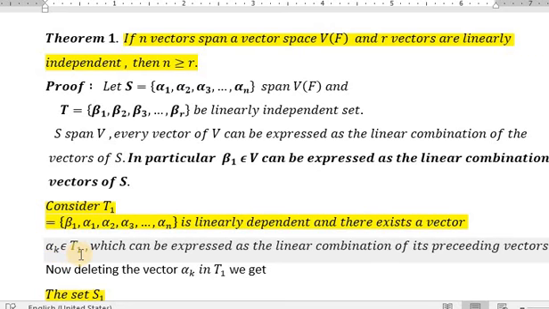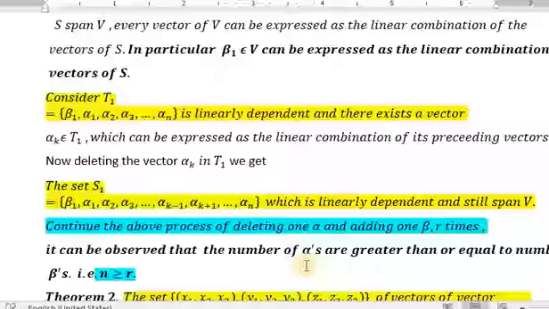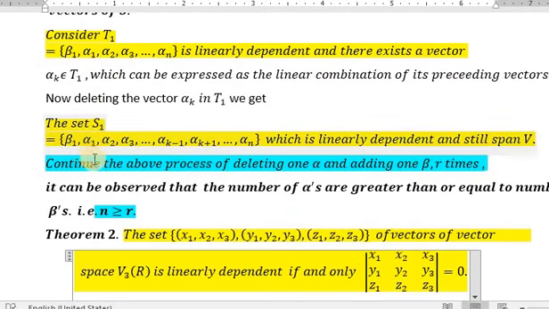Let alpha k belonging to T1 be any arbitrary element. Then it also can be expressed as a linear combination of its preceding vectors. Now let us delete alpha k in T1. So we get the set S1 equal to beta 1, alpha 1, alpha 2, alpha 3, and so on up to alpha k minus 1, alpha k plus 1, and so on up to alpha n. Excluding alpha k, we get S1 as beta 1, alpha 2, alpha 3, and so on up to alpha k minus 1, alpha k plus 1, and so on up to alpha n, which is linearly dependent and still spans V.